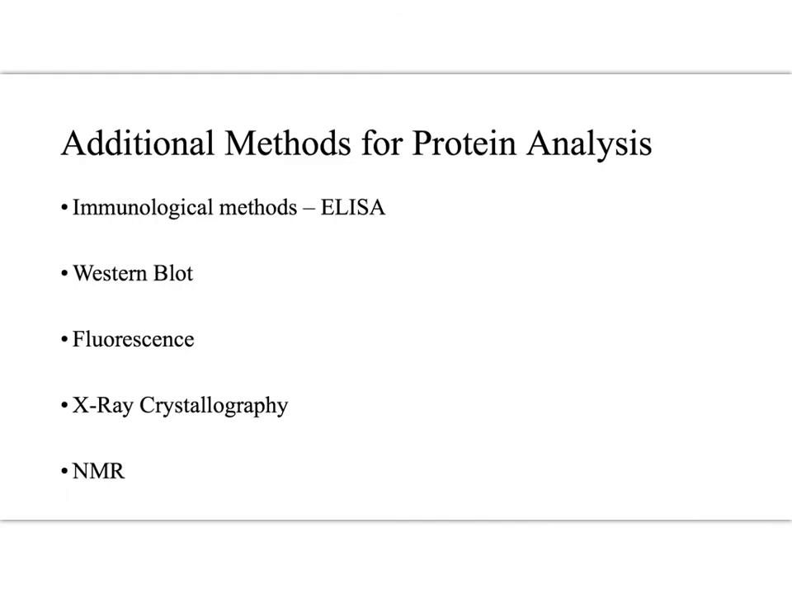We do have some additional methods for protein analysis. Some of these include immunological methods like ELISA and Western blots, and fluorescence can be useful. X-ray crystallography can give us some information about the crystal structure that's present, and we can even use NMR to analyze our proteins. We'll look at some of these methods in the context of other chapters or in the laboratory portion of this course.